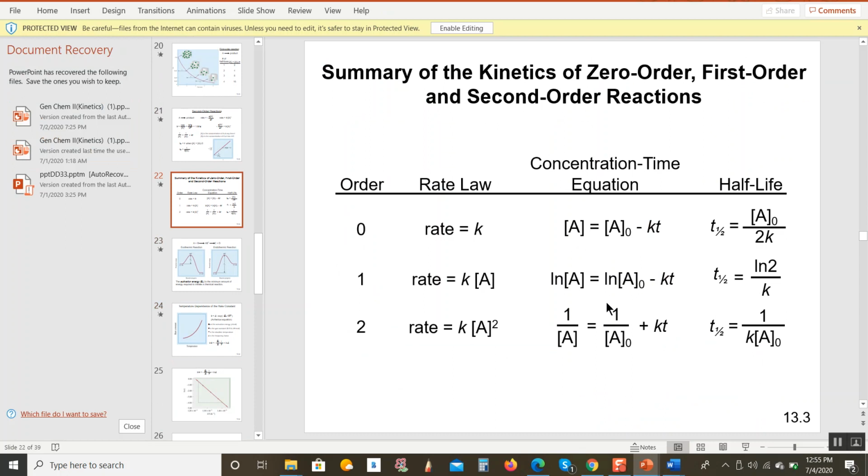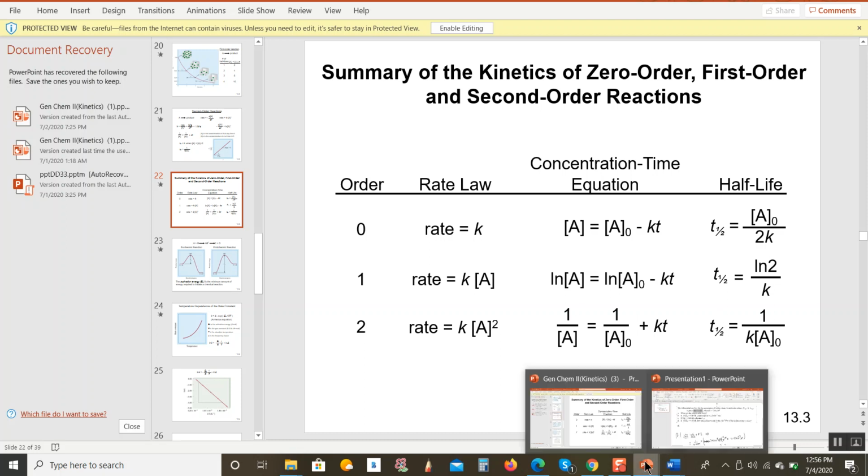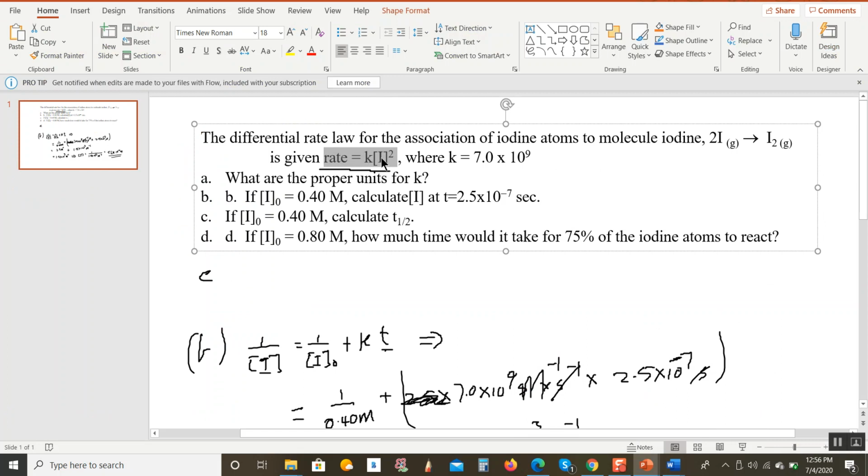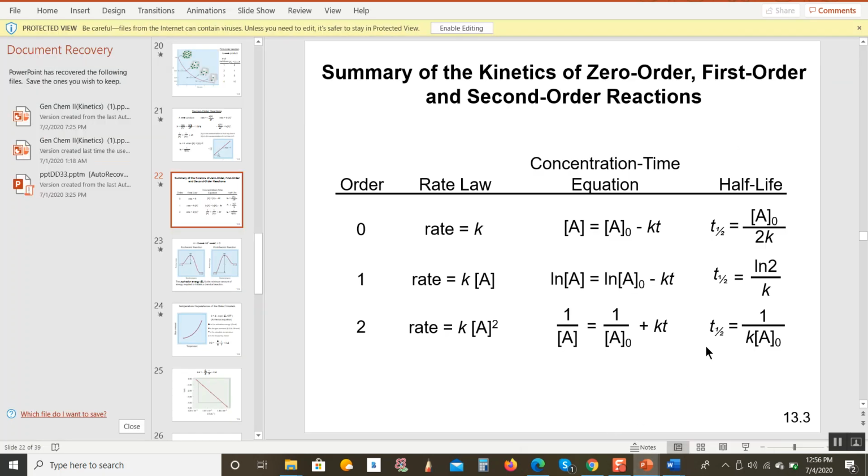So the question now becomes which rate constant are we going to use? These are the rate constant expressions relating to half-lives, right? So basically we have to choose the right equation. Now, how do we know which equation to choose? Well, the question says that the rate law is this, right? Which means that it's second order because the concentration of iodine is raised to the second power, right? So that means that the rate law we're going to use is this one right here. The half-life is equal to 1 over k times the initial concentration of A.